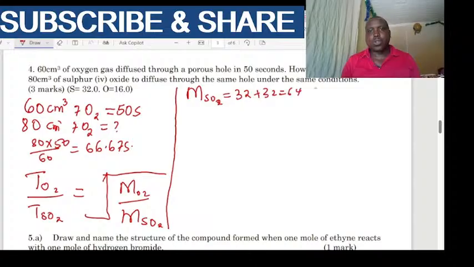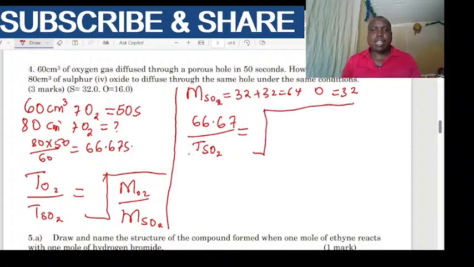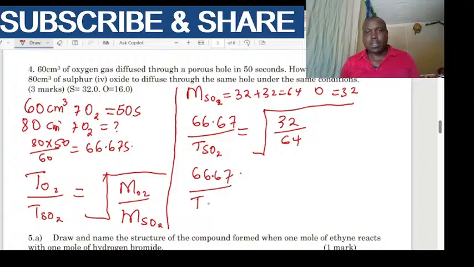Now we apply the time of oxygen, we have 66.67 over the time of sulfur we are looking for. This one will be equal to the square root of the molecular mass of oxygen, which is on top, 32, over that 64. Now this is a half. The square root of a half is 0.707. So this one is 66.67 over time of sulfur 4 is equal to 0.70771.